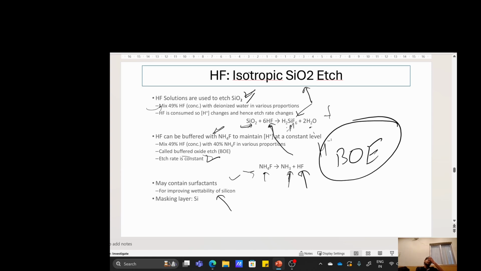Wettability in the sense, when you have pure silicon with no oxide layer over it, and you just put a drop of water, that is kind of hydrophobic. You can see that. If there are surfactants in the solution, in the etchant, that will improve the wettability and improve the reaction rate.